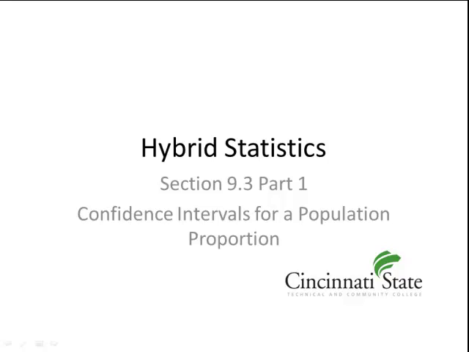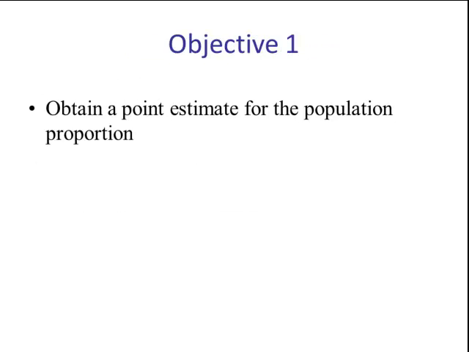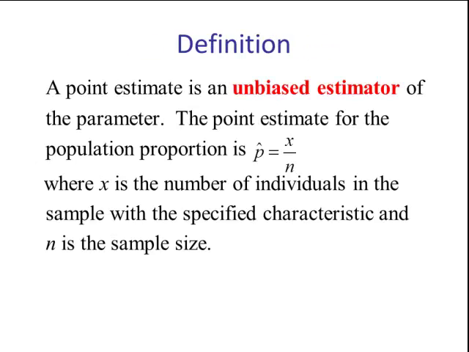Section 9.3, Part 1, Confidence Intervals for a Population Proportion. Lesson objectives: obtain a point estimate for the population proportion. Construct and interpret a confidence interval for the population proportion. Lesson objective. We'll begin with the definition.